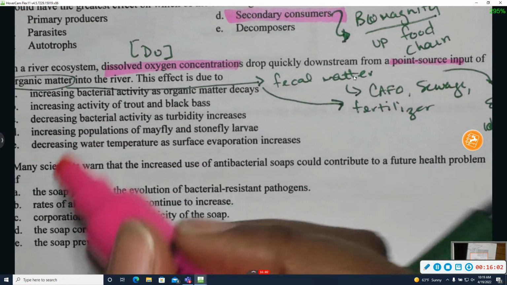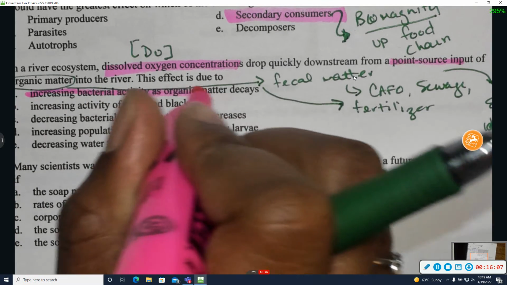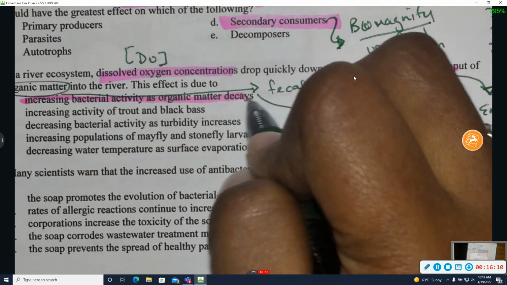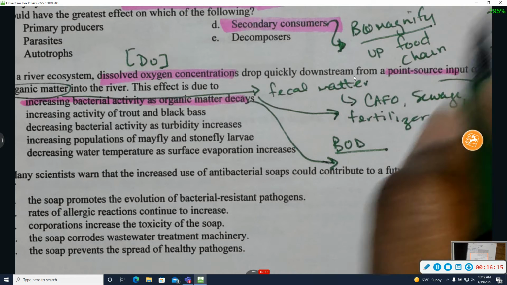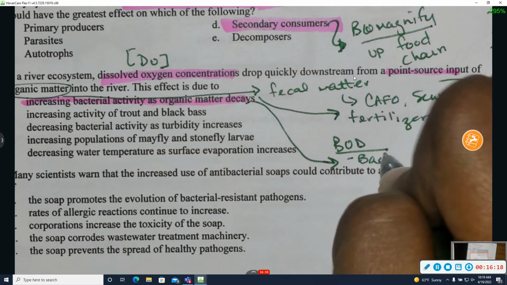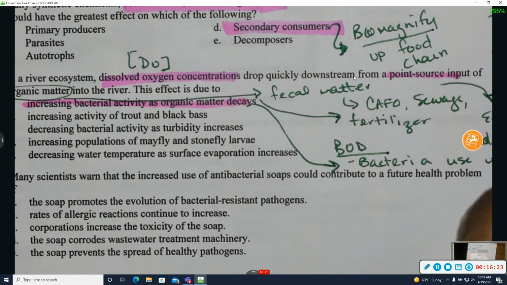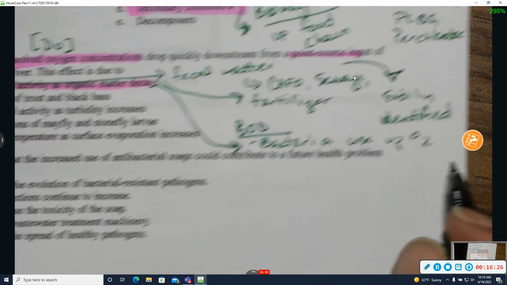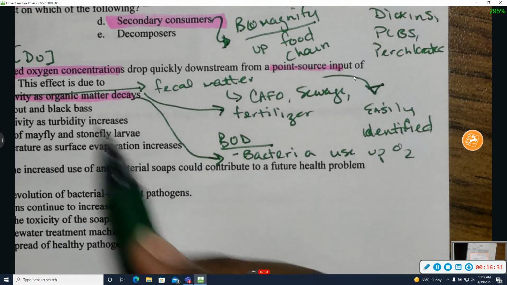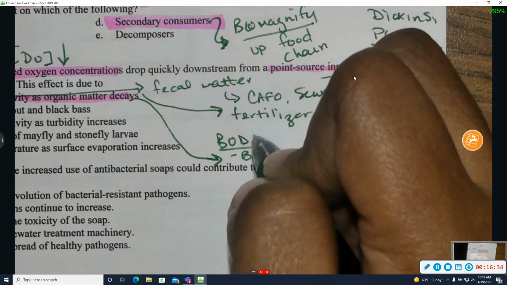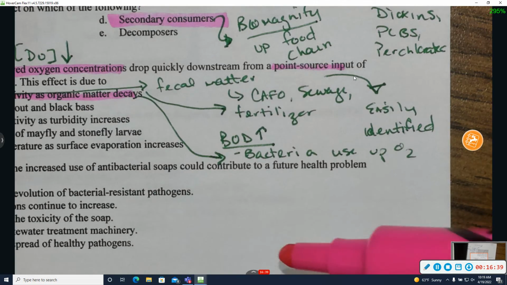So since the dissolved oxygen concentration has quickly dropped, we know that the bacterial activity has increased. We call that BOD, biological oxygen demand. That bacteria use up the O2. Okay? So the bacteria use up the O2. It's biological oxygen demand. Always when the DO is low, the BOD is high. There's more decomposing bacteria and they're using up that oxygen.